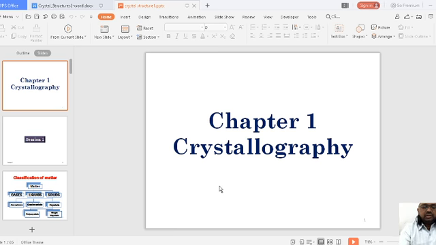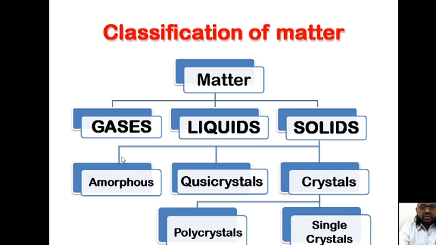So in this class we just go for the revision of the topics that we have completed in the previous classes. We have started with chapter 1, that is crystallography, and in that, first of all, we need to understand the classification of matter, right? We have discussed in detail the different classification of matter. So you already know the matter is composed of three divisions: gases, liquids, and solids.